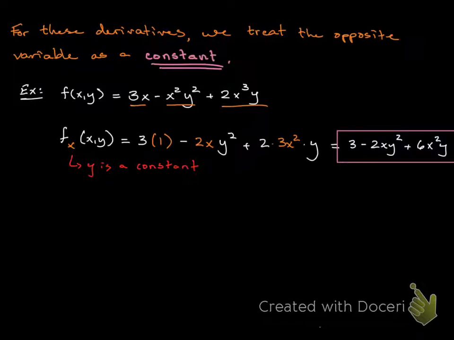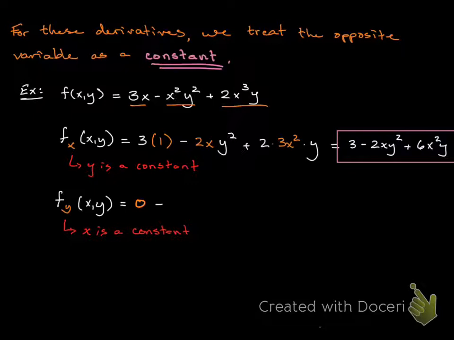Let's do the partial with respect to y. Here, x is kept a constant. Okay, so when I look back up to my original function, I see the first term is a 3x there. With respect to y, 3x is a constant. So the derivative of that constant is 0. That's it. There's no y's in that first term.